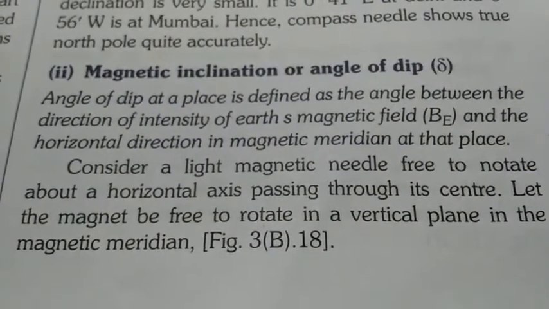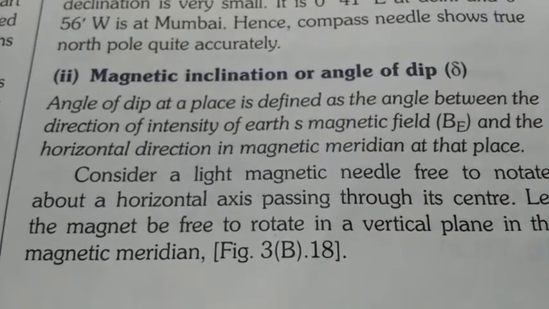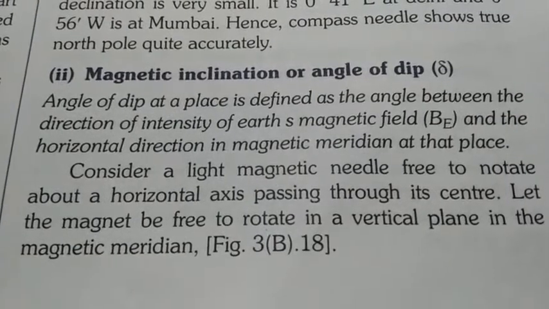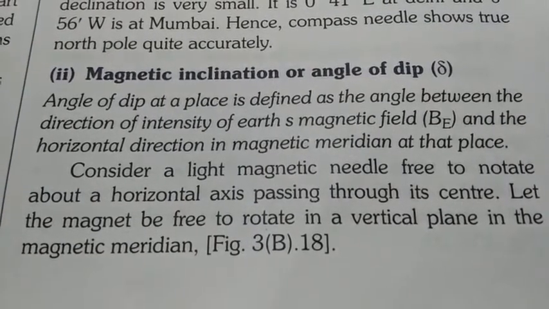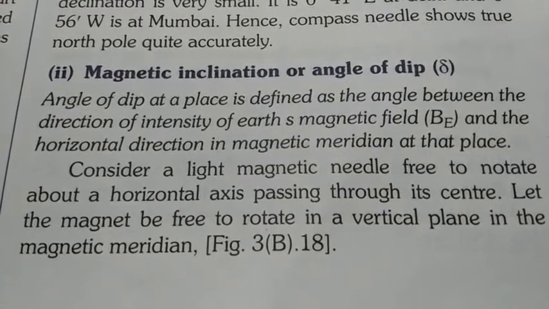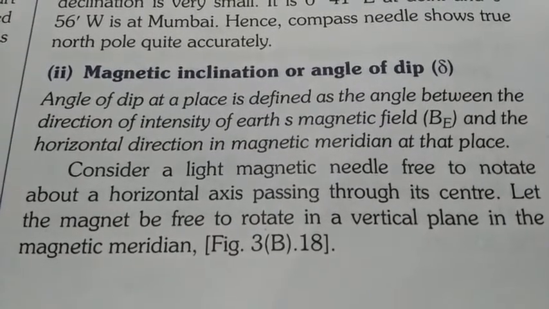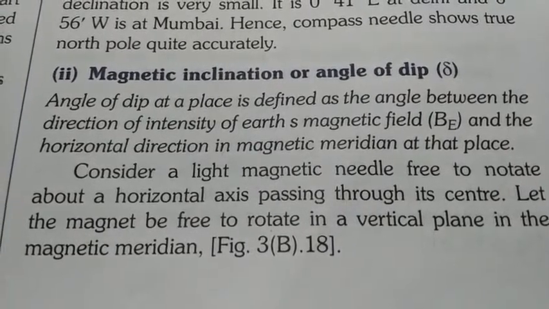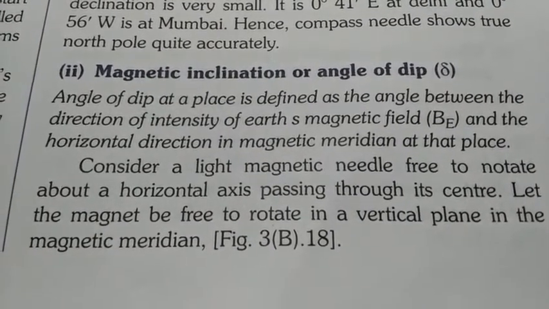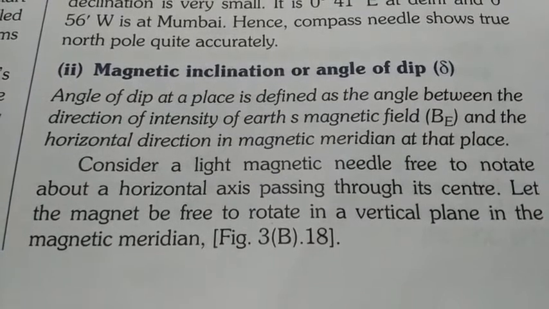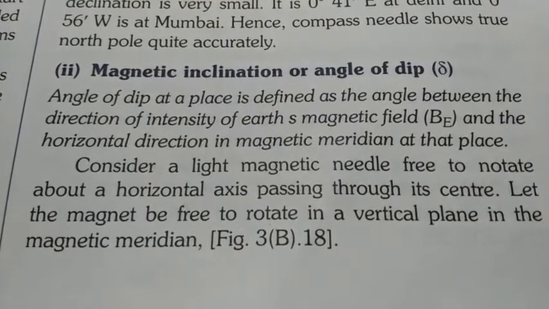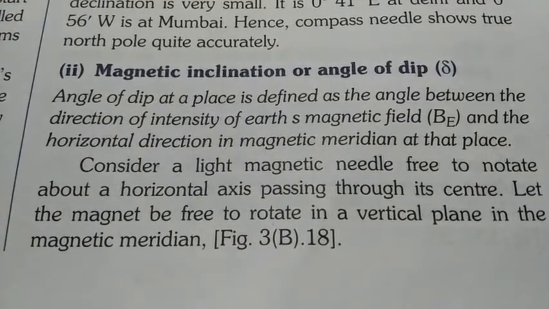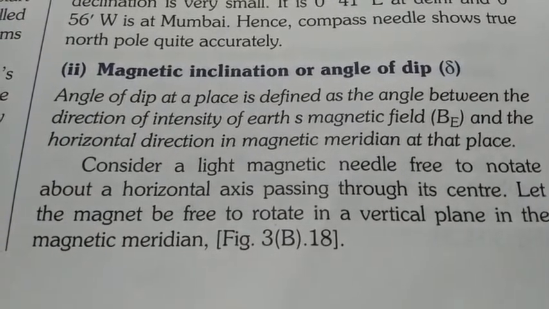Then the second term we have is magnetic inclination or angle of dip. The angle of dip at a place is defined as the angle between the direction of intensity of Earth's magnetic field and the horizontal direction in the magnetic meridian at that place. Is it clear? To understand it better, consider a light magnetic needle free to rotate about a horizontal axis passing through its center. Let the magnet be free to rotate in a vertical plane in the magnetic meridian.